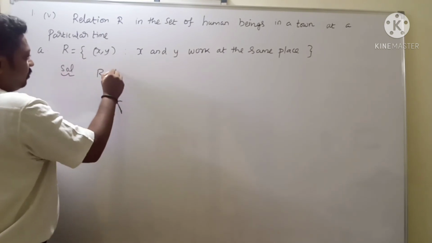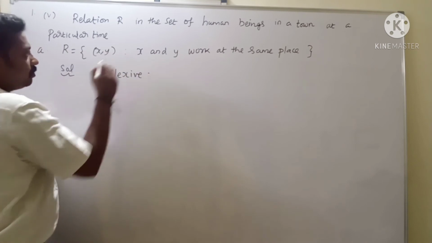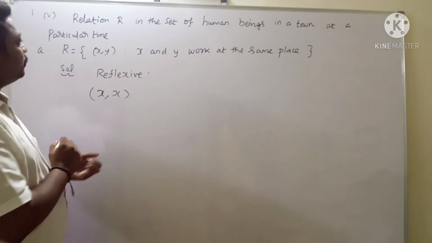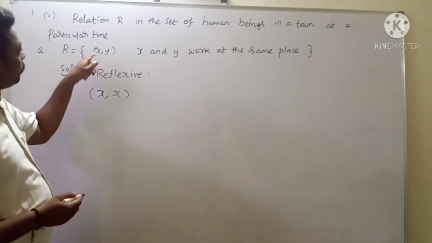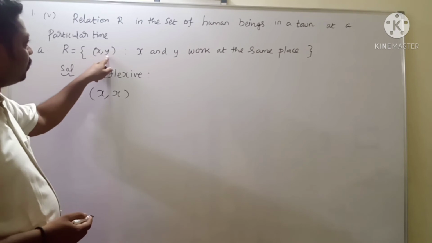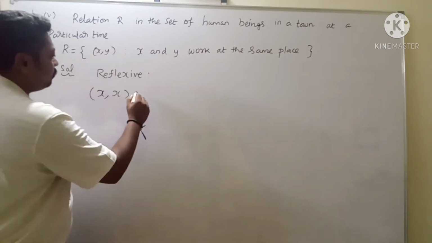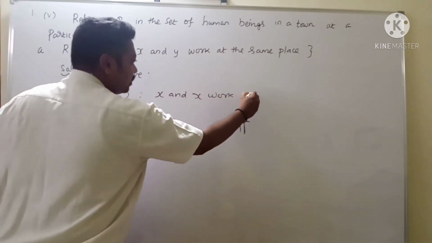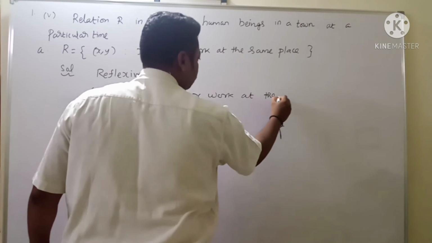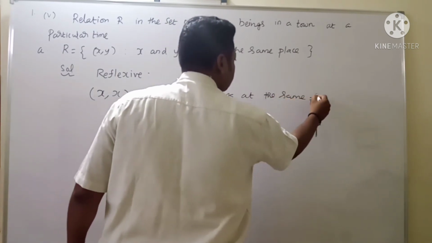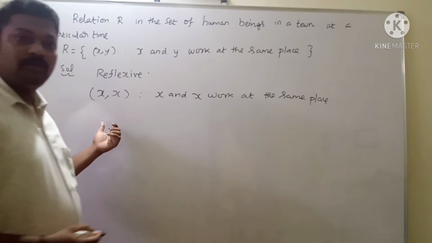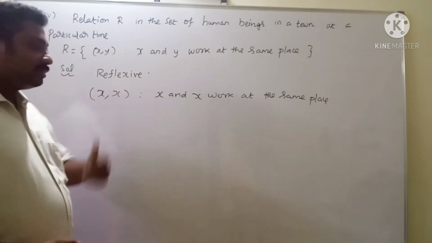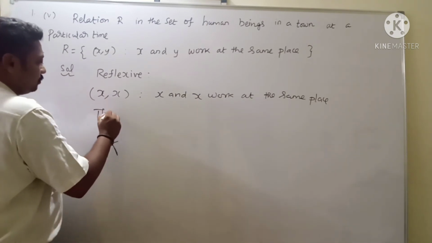So reflexive. What is reflexive? x comma x should belong to R. x comma y means x and y work at the same place. So here x and x work at the same place. x and x denote the same person, so he works at the same place. Logically it is correct. So this is reflexive.